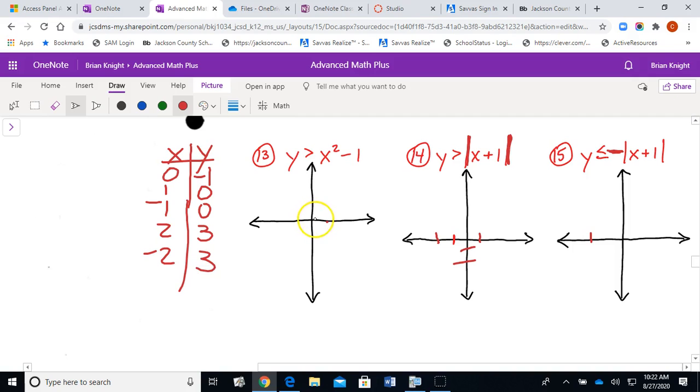So we got 0, -1 would be here. 1, 0 is there. -1, 0 is there. 2, 3 would be there. And -2, 3 is there.